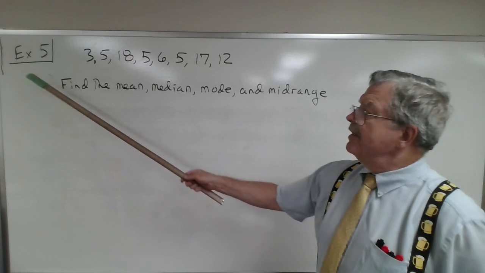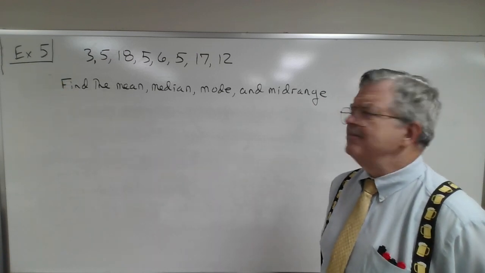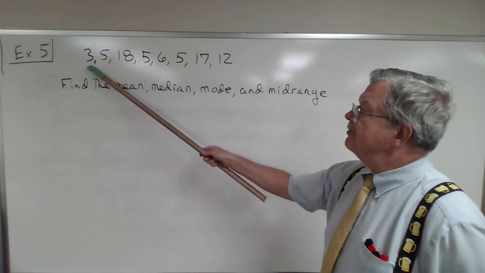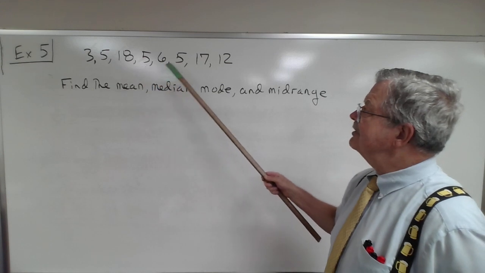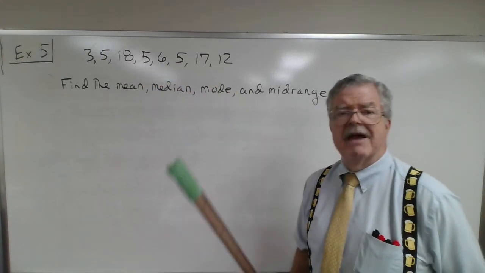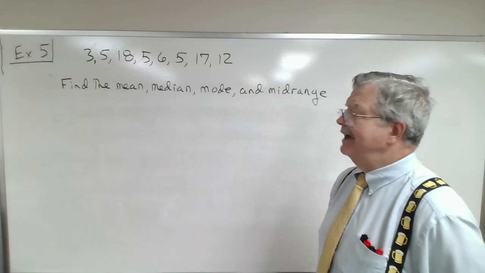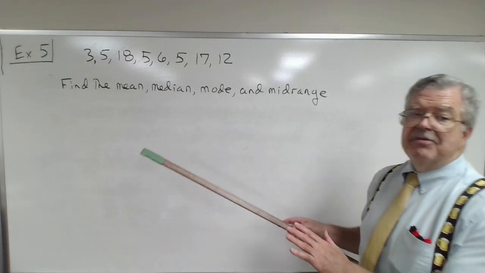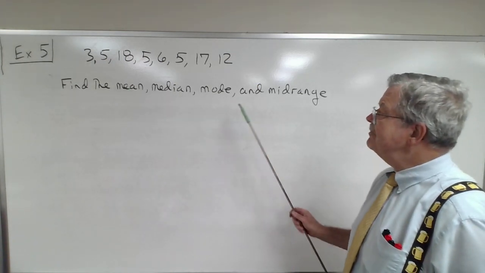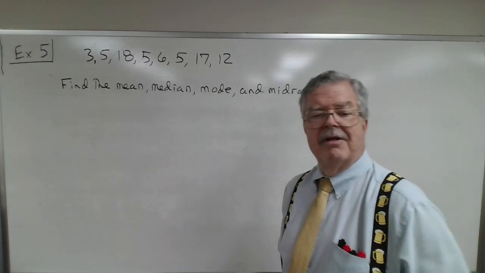New example. This one is like exercise 5 on our homework set 12.3. They give us a list of numbers: 3, 5, 18, 5, 6, 5, 17, 12. And notice this time we have an even number of data values. We have 8 data values. We're going to do the same thing that we did in the previous exercise. We're going to find the mean, the median, the mode, and the mid-range. First of all, the mean.